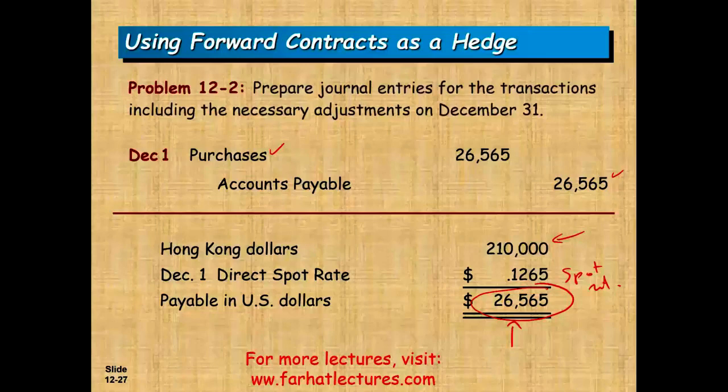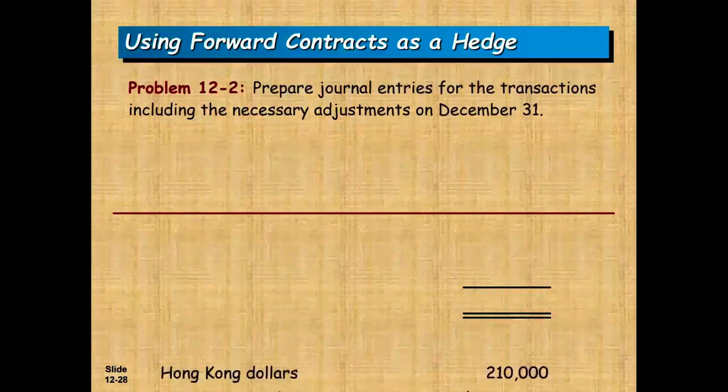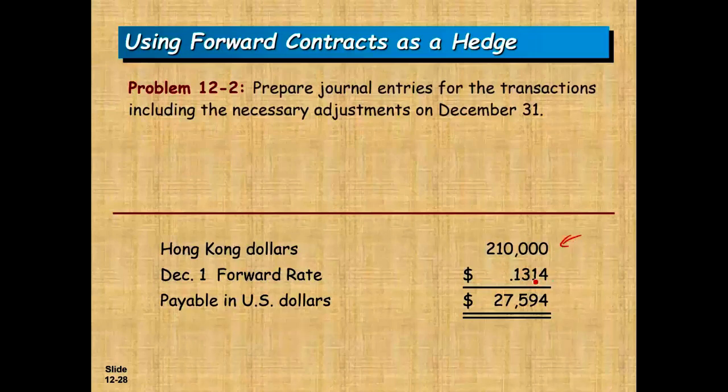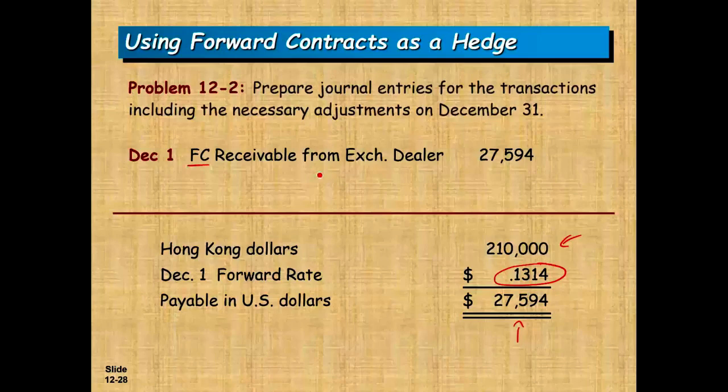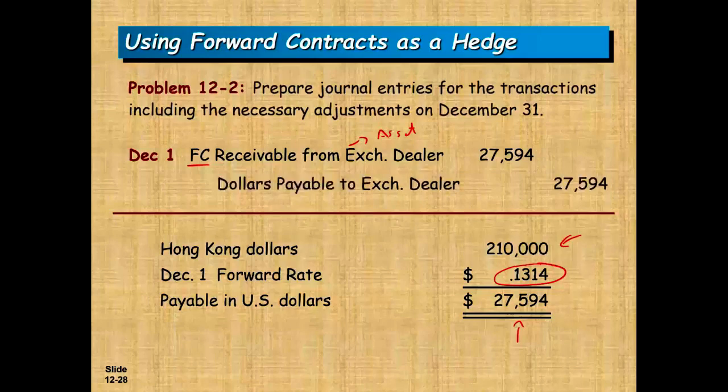On that same date, you're going to enter into another transaction. Now you're going to be hedging your position. Hedging means you want to guarantee the price you are going to pay for those Hong Kong dollars. What you do is you purchase a forward contract. As I told you, the forward rate is 0.1314, and someone told you, I will sell you the Hong Kong dollar at 0.1314. So your commitment is 27,594. You debit forward contract receivable from exchange dealer, which is an asset, at 27,594, and you credit dollar payable to exchange dealer. You're going to have to pay the dealer 27,594 because they promised they will sell you that currency at that date. So you have an asset and you have a liability.